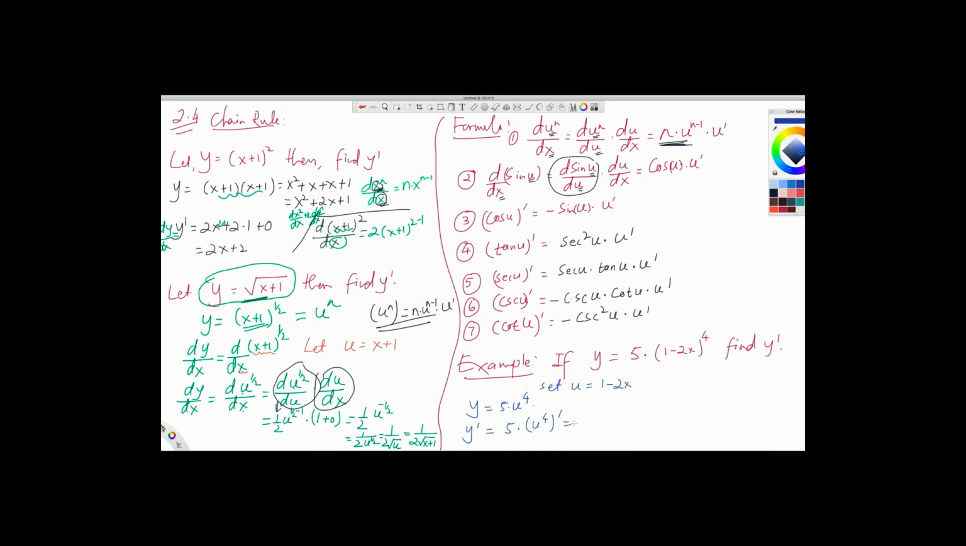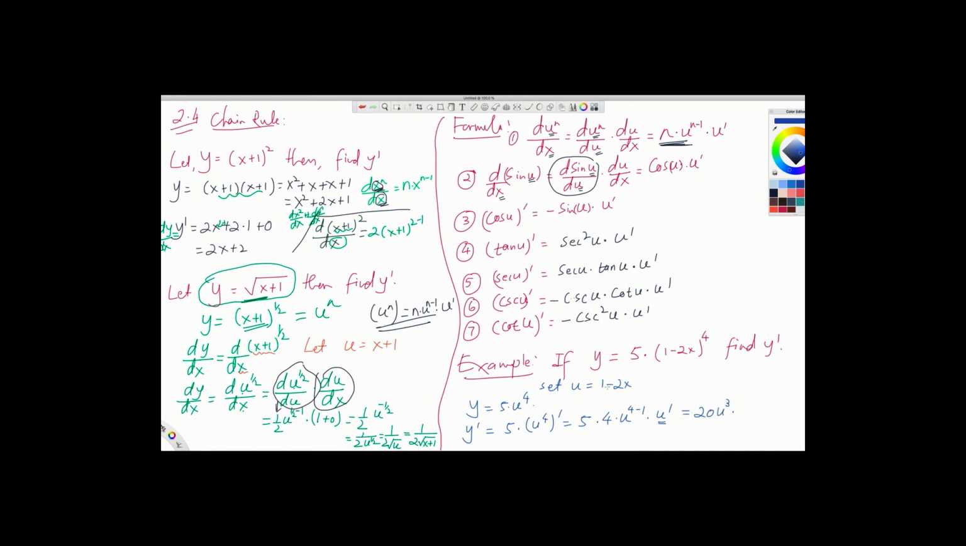Now how do I do that? It is 5 times, use the power rule. It is 4 times u to the 4 minus 1 times u prime. That is the extra thing we will need because we have u there, we don't have x there. That is the reason. Okay, so how much is that? That is basically 20 u to the 3 times u prime.